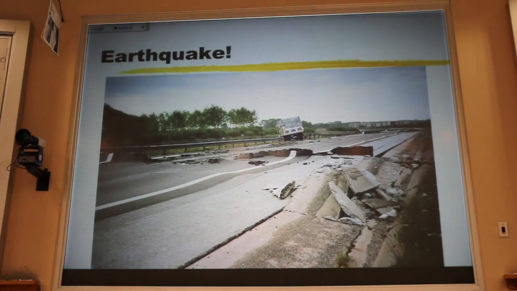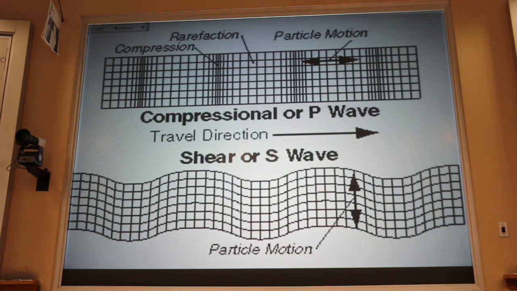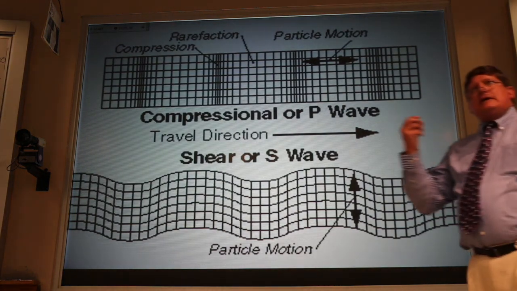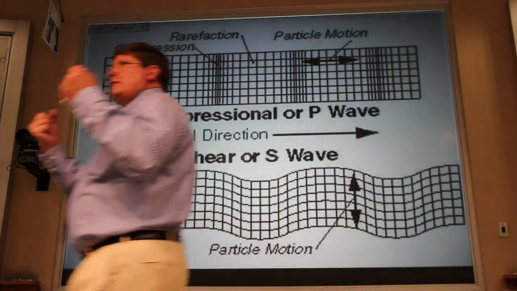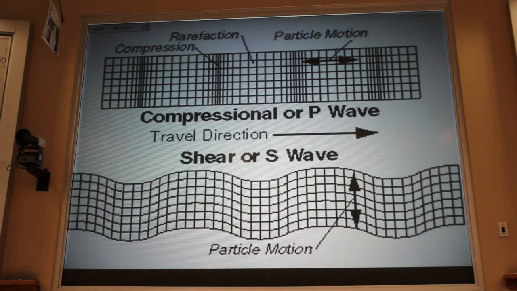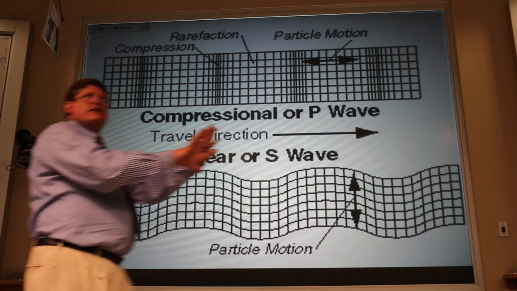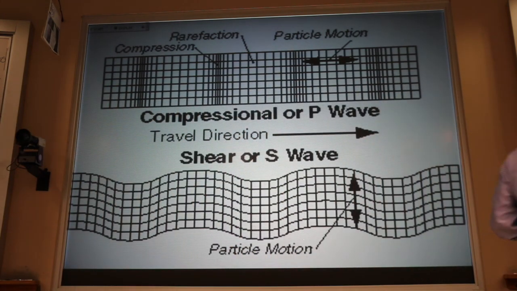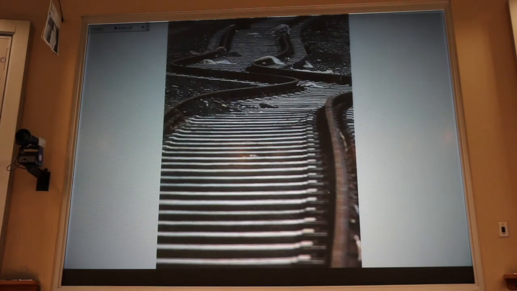Okay, let's talk about earthquakes with our remaining time. It turns out that earthquakes have both a compressional or longitudinal component called the P wave, and it also has a transverse or shear component, sometimes called the secondary wave. And both of these propagate out from the epicenter. Now, you can tell that it was the shear portion of the wave that caused that destruction there.